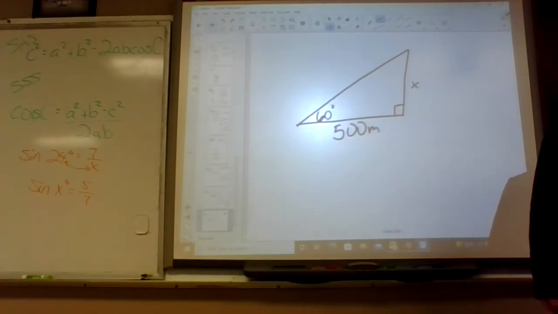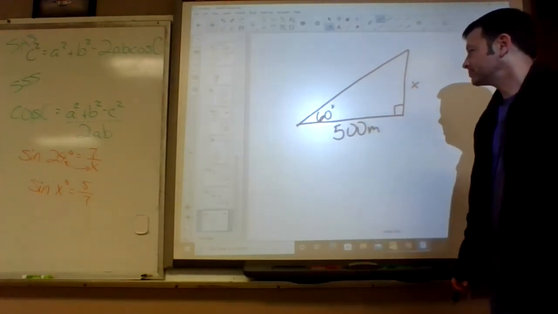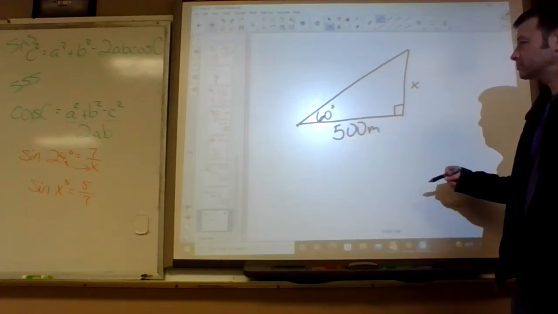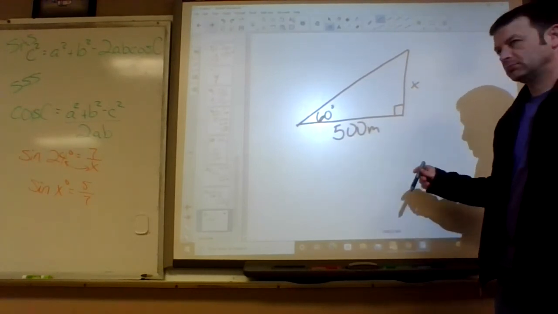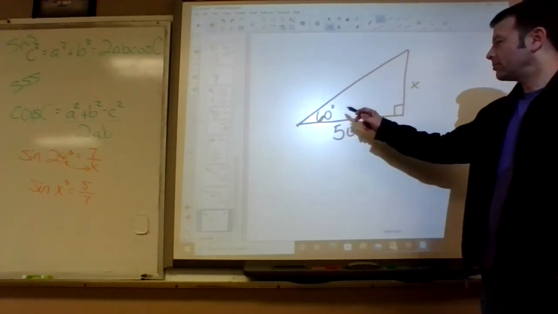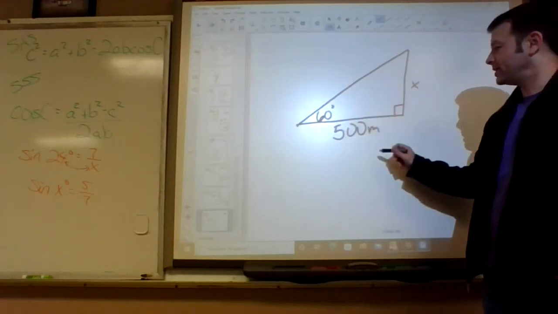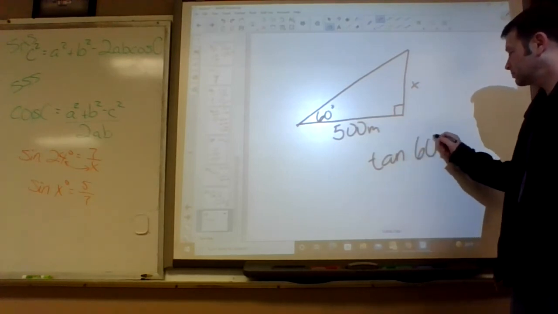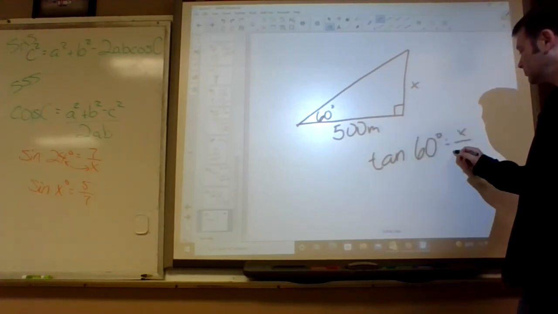I got an answer, but I really don't think it's right. That's wrong. It should be pretty tall. Okay. Yes. That's the answer. Yes. It's pretty tall. So relative to this angle, we got opposite and adjacent, so that's tangent. You don't finish it yet. Equals x over 500.